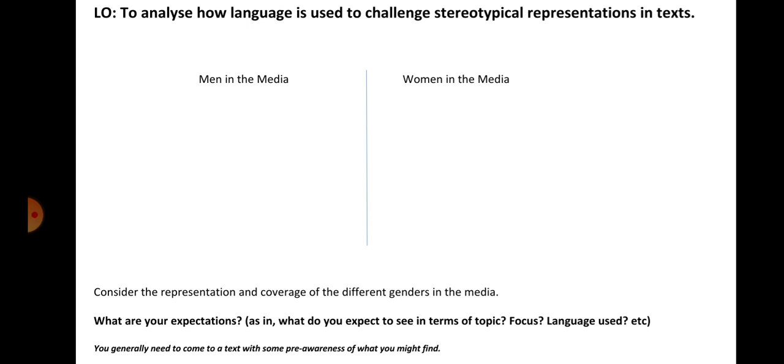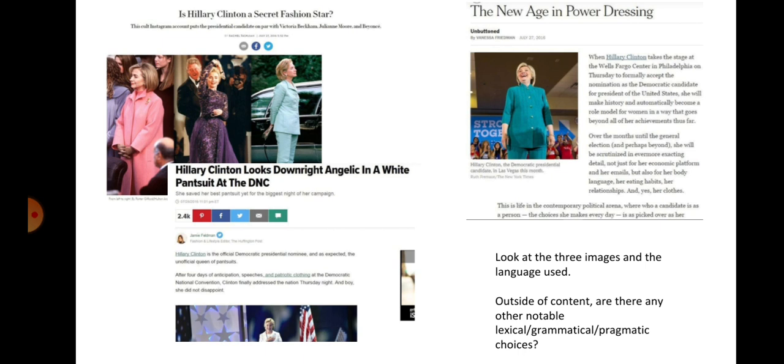5 minutes, as always, about 5 seconds on the video. So have a look at the three images and the language that's being used. Outside of the content, the actual decisions of what's in there in terms of topic, are there any other notable lexical, grammatical, or pragmatic choices? Have a little bit of a look. Don't spend too long on this. It's just something to get you thinking before we move on to the next text that you're going to look at in a bit more detail.